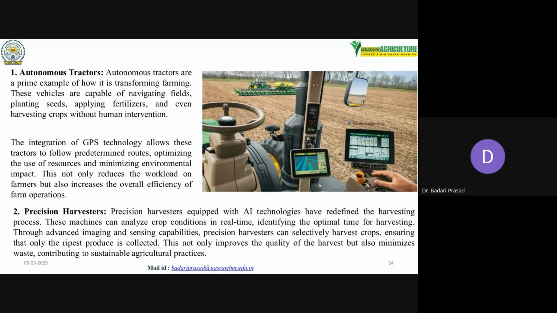Another example is precision harvesters. These harvesters, also equipped with AI technologies, have redefined the harvesting process. These machines can analyze the crop conditions in real time, identifying the optimal time for harvesting through advanced imaging and sensing capabilities. Precision harvesters can selectively harvest crops, ensuring that only the ripest produce is collected. This not only improves the quality of the harvest, but also minimizes waste, contributing to sustainable agriculture practices.